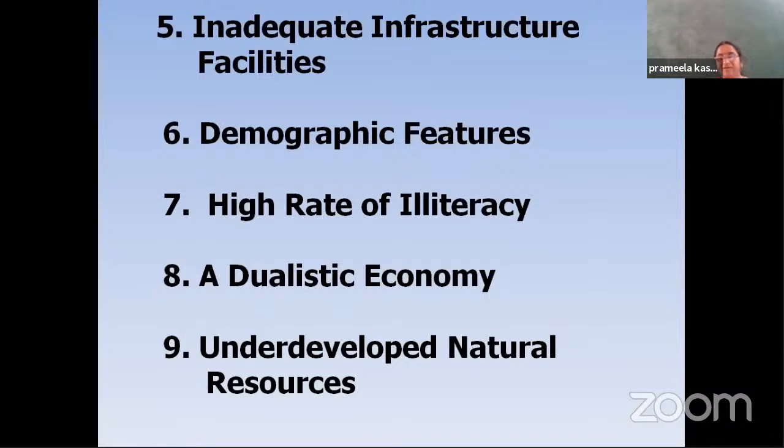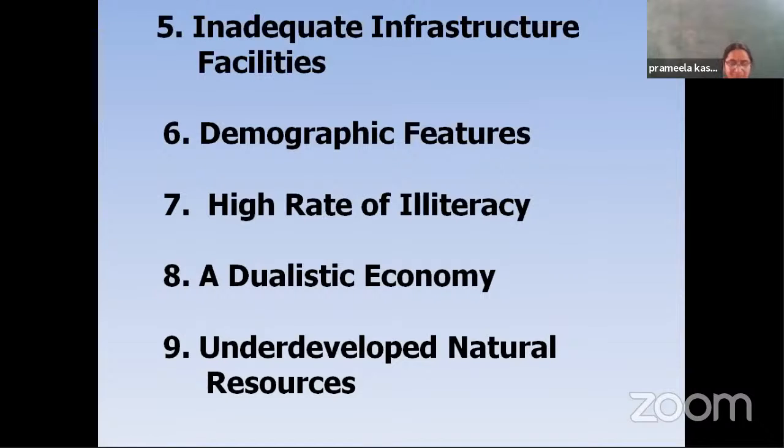Next one, in demographic features, the density of population. The density of population means the average number of people living per square kilometer. The number of people living per square kilometer is very high in developing economies, but it is less in developed economies.